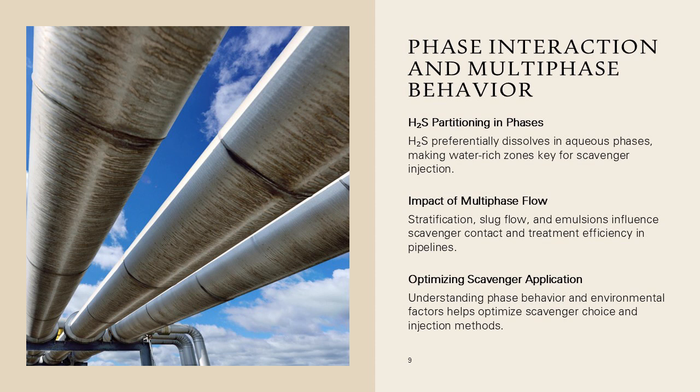Scavenger chemicals must adequately contact the phases in which H₂S is present, otherwise, treatment effectiveness declines. For example, in systems with high gas volumes, gas phase H₂S must be treated at separators or conditioning units, while aqueous phase scavenging dominates pipeline treatment scenarios. Phase behavior is further influenced by temperature, pressure, salinity, and the presence of organic acids or surfactants. Understanding these interactions allows engineers to optimize scavenger selection, dosage, and injection methodology.